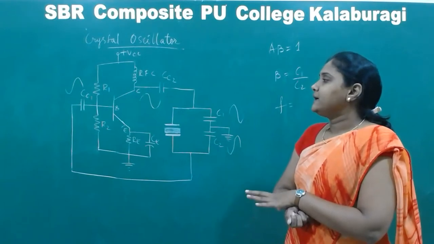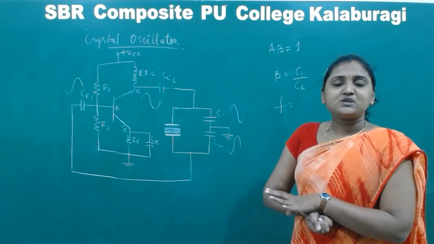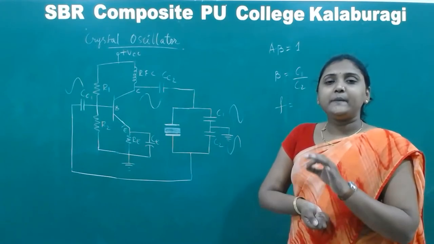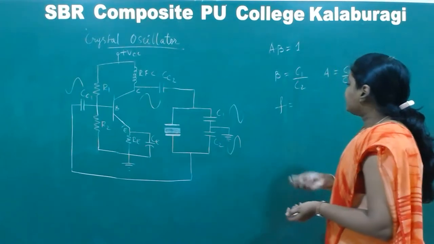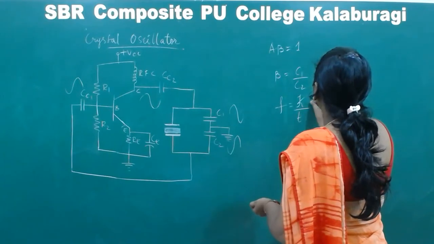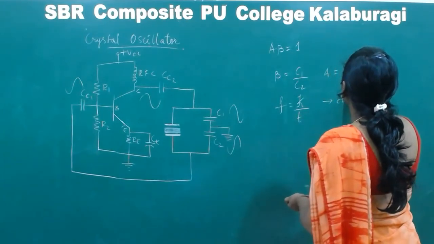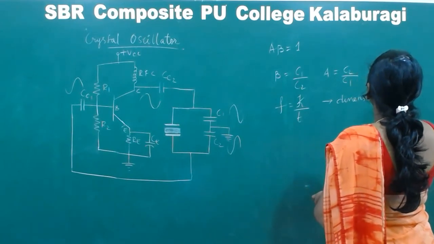Now, about the frequency, as I have already told you, the frequency of the crystal oscillator does not depend on any individual component or selection of components. It completely depends on one material, the crystal. So for the crystal, the frequency is determined by a constant K divided by T, where T is the thickness of the crystal.